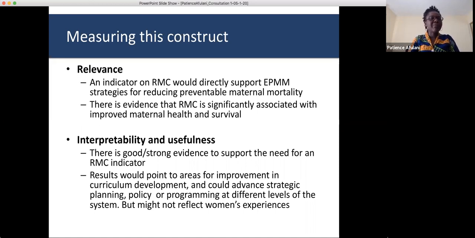On interpretability and usefulness, there's certainly strong evidence to support the need for an RMC indicator, and results would help point to areas for improvement in curriculum development. A national RMC indicator could also advance strategic planning, policy, or programming at different levels in the system. But we need to remember that the presence of RMC components in a curriculum is a good start, but might not reflect women's experiences.